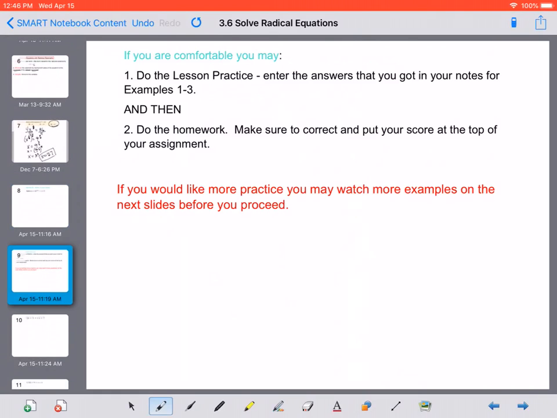Okay, those are the 2 types of equations you're going to be solving on this homework assignment. If you're comfortable with the 3 examples you've done so far, then you can do the lesson practice. The link will be in the assignment in Schoology. Enter the answers that you got in your notes for examples 1 through 3, and then move on to do your homework. If you would like more practice, you may continue watching the next few slides.